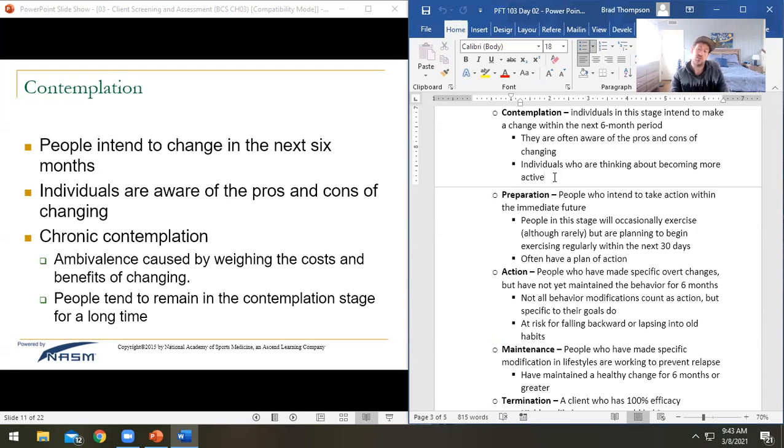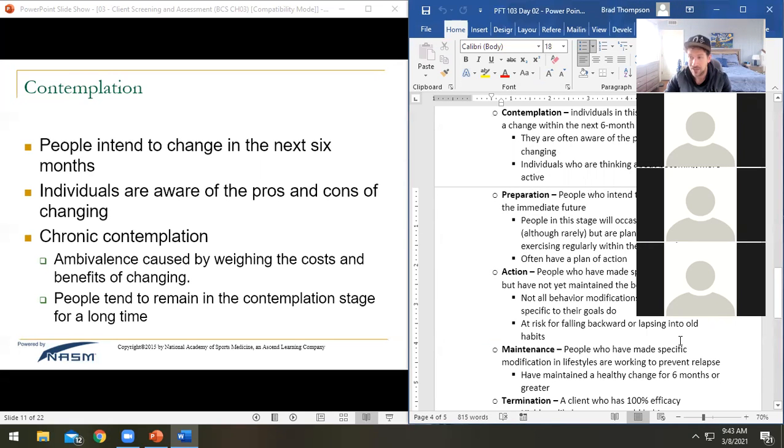They just didn't have the tools to move out of contemplation into the next stage of preparation. So what ends up happening is they do a double loop in contemplation again. They're still aware of the pros and cons, and they still genuinely want to change, like in here. They're just not doing the things up here to make it happen. So this is what leads to chronic contemplation.